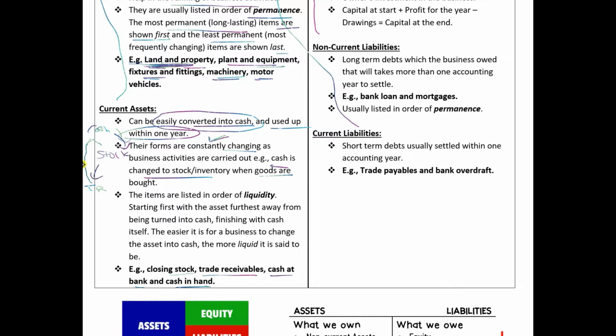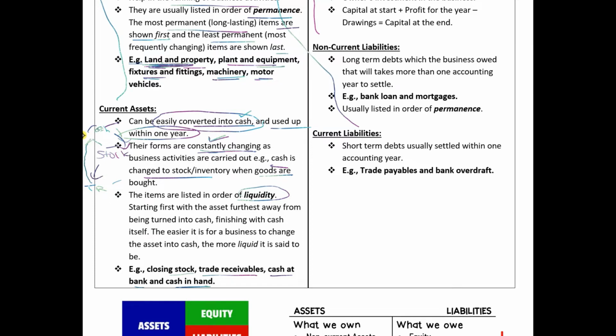So as you can see, these items are frequently changing in their nature, and they can be easily converted into cash. So these are the current assets. The items are listed in the order of liquidity. Liquidity means the items that are easiest to change into cash. They are listed in the order of liquidity.